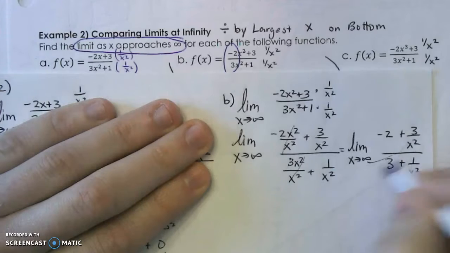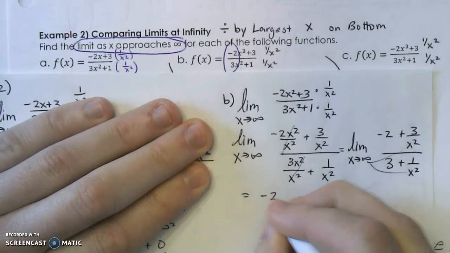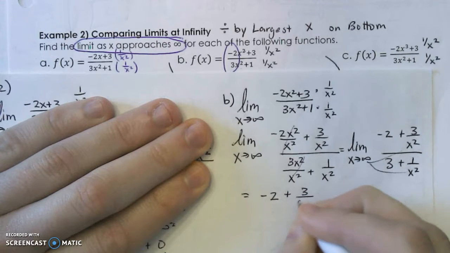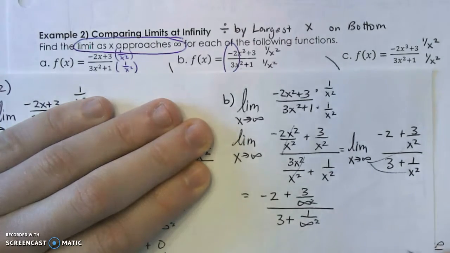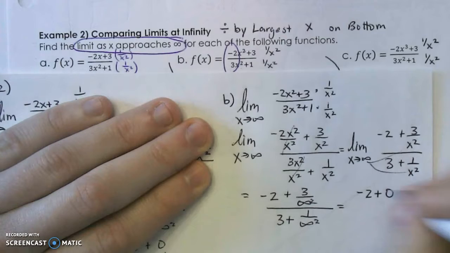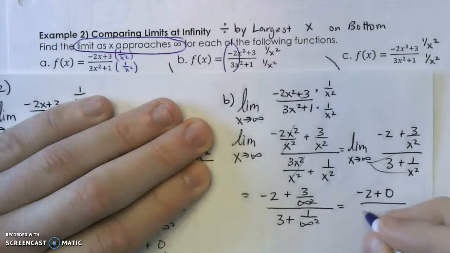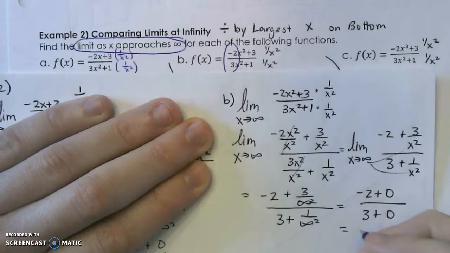And then we plug in our infinity. So we're going to have negative 2 plus 3 over infinity squared, over 3 plus 1 over infinity squared. And so we get negative 2 plus a number divided by infinity, which is so small that it's basically 0. And then I've got over 3 plus 1 divided by infinity, so another 0. And so my answer here is negative 2/3.